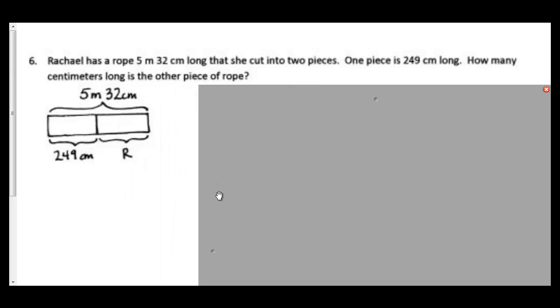All right, so here's my tape diagram. I have the total of her rope, which is 5 meters and 32 centimeters long. That's my total. And I know that she cut it into 2 pieces. I know one piece is 249 centimeters long, but I don't know the other piece, so that's why I labeled it rope. So because I know the total, and I know one part, but I'm missing a part, that tells me that I need to use subtraction.